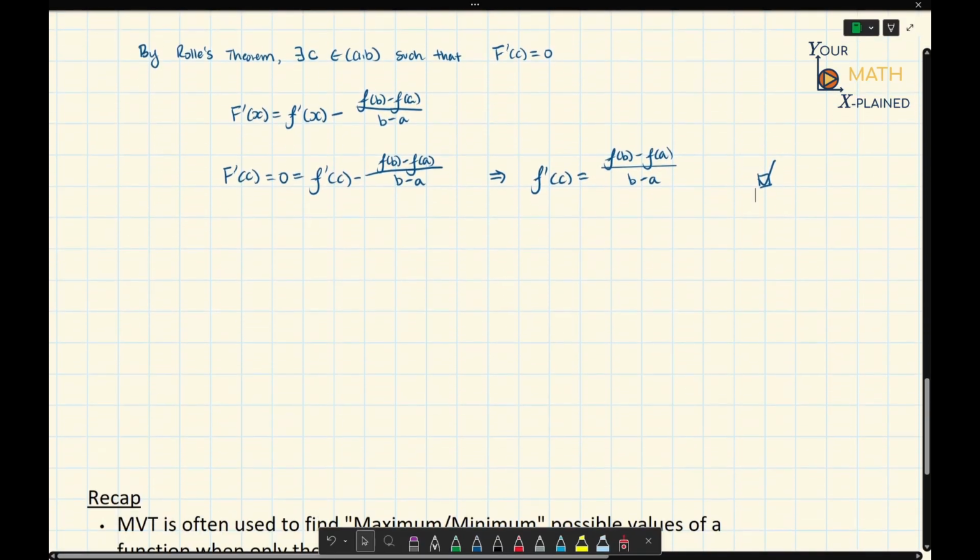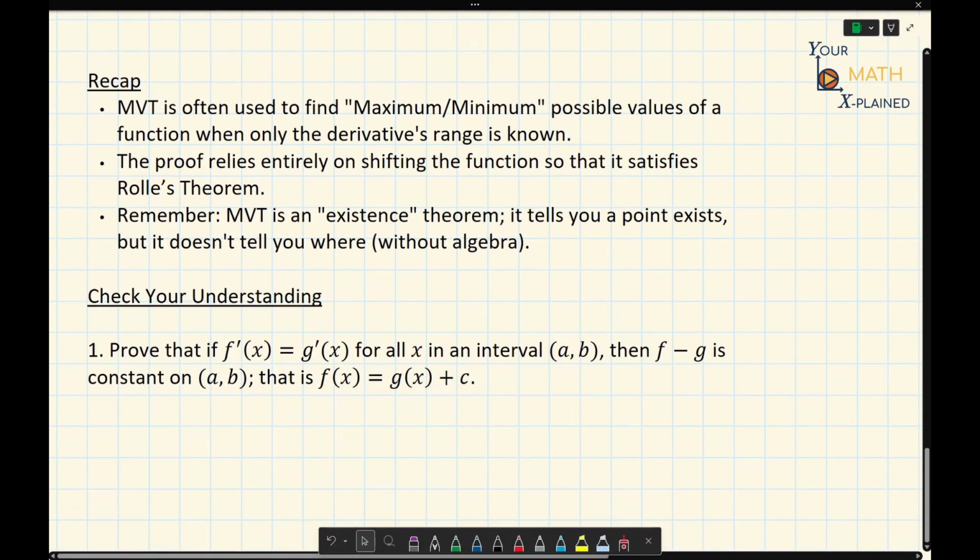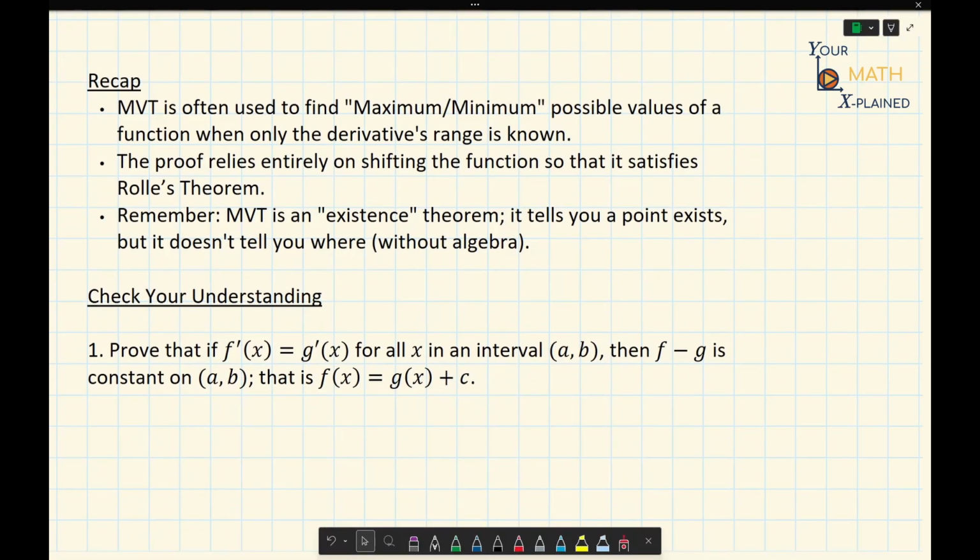And now let's go ahead and do a quick recap of what we covered in this video. The mean value theorem is often used to find the maximum or the minimum possible values of a function when only the derivative's range is known. And we saw that the proof of the mean value theorem relies entirely on shifting the function so that it satisfies Rolle's theorem. And again, it's important to remember that the mean value theorem is an existence theorem. All it does is tell you that a point exists, but it doesn't tell you where it is.